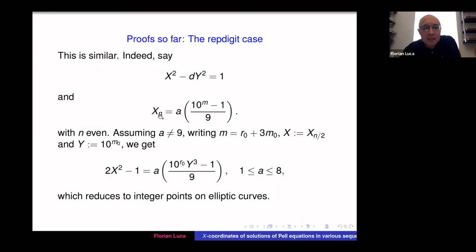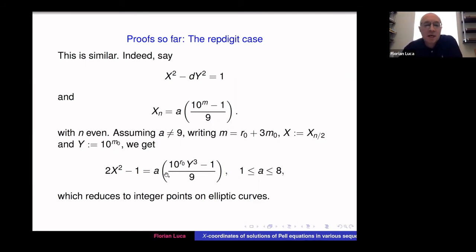Then suppose that n is even, then I use again the fact that f sub n is this quadratic polynomial in x sub n over 2. And here what I can do with this m, I can look at it modulo 3. So I can say, oh, it's either a multiple of 3, or it's 1 mod 3, or it's 2 mod 3. So in some sense, 10 to the m is either a cube, or 10 times a cube, or 100 times a cube. So if I go in here, then I get a square equal something that looks like a cube. This is exactly the theorem of Siegel that I was telling you about.